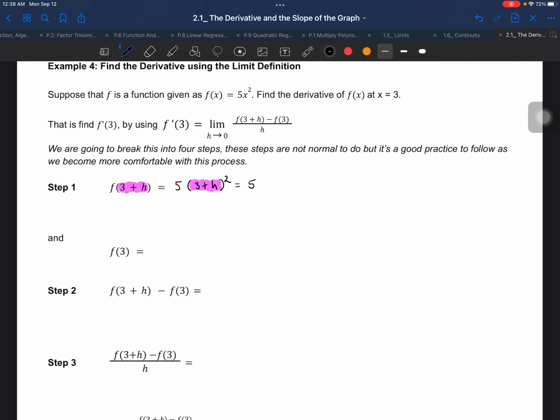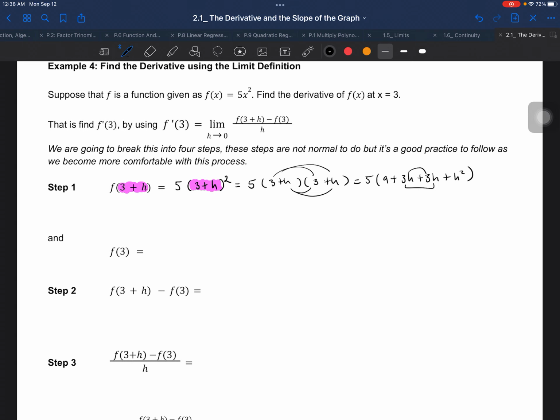Remember, what does it mean? When we have a product with an exponent, we have to first do the exponent. So we have 3 plus h times 3 plus h. That's the definition of a square. And so we're gonna go ahead and expand this and distribute. So we're gonna do 5 times 9 plus 3h plus 3h plus h squared. And then let's simplify this too. Those can be combined, right there.